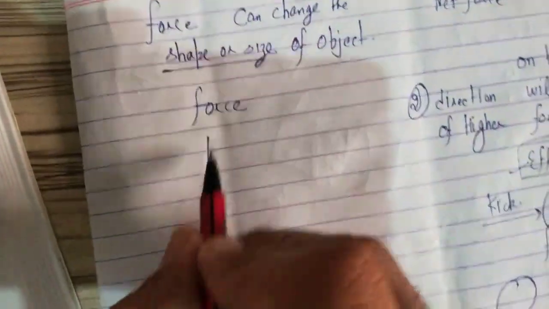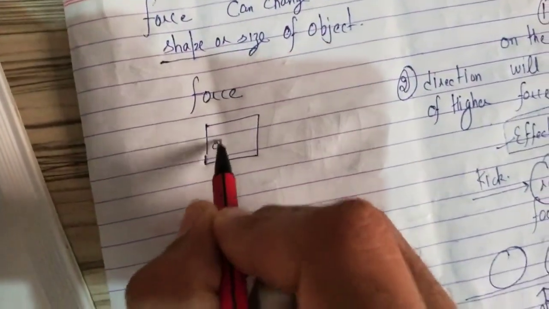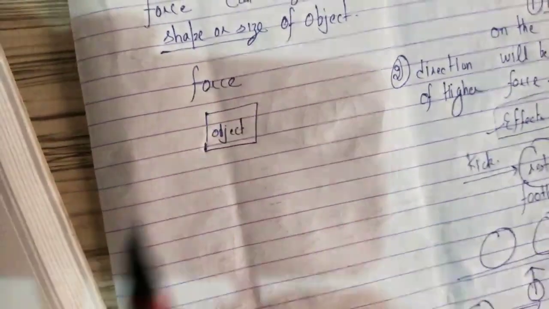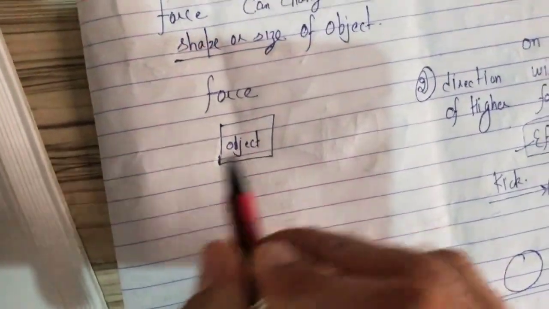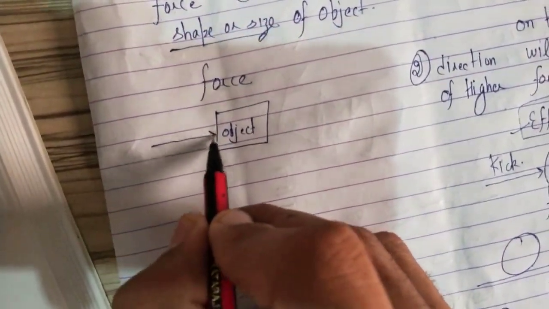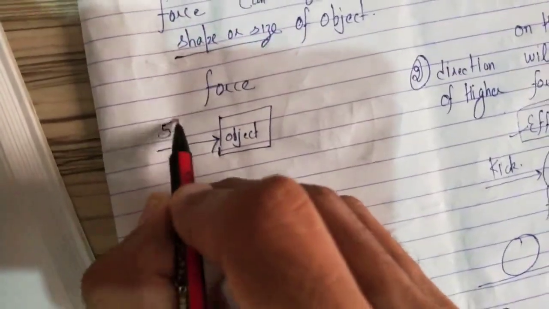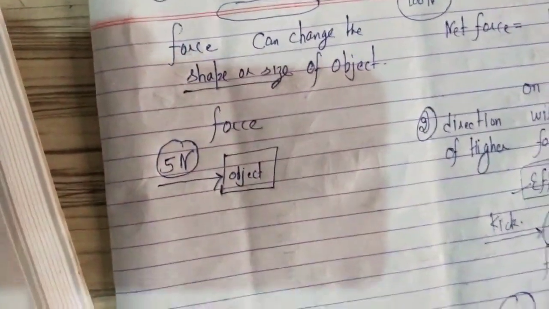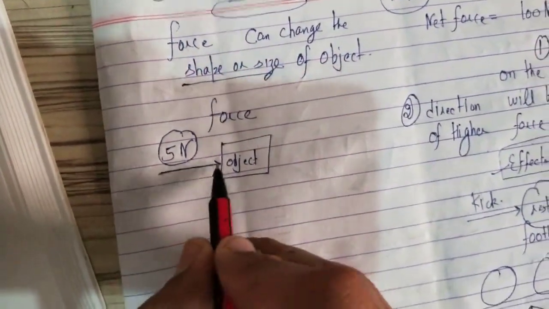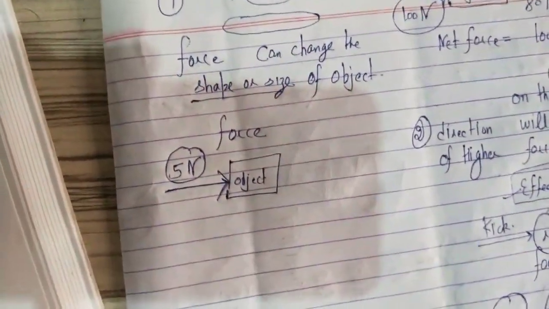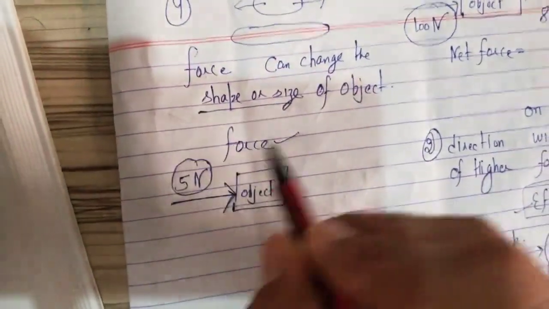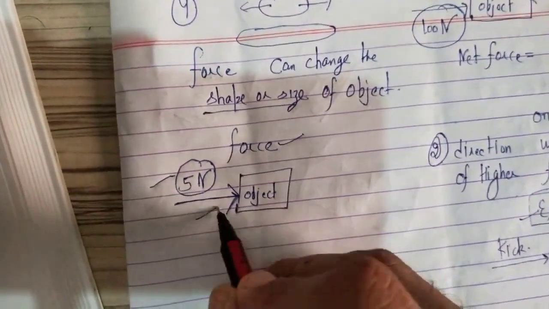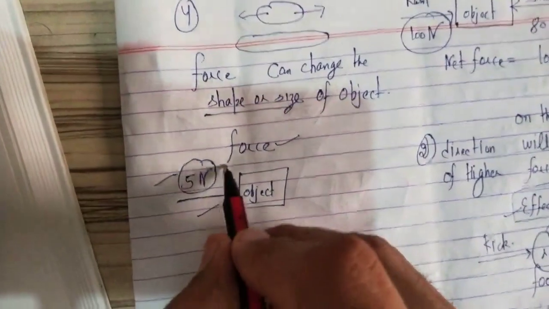So force, suppose there is an object, and we are applying a force of 5 Newton. What is this? This is the value of force. And what is this? This is the direction in which the force is applied. Force is represented both by value and by direction. Value is known as magnitude.